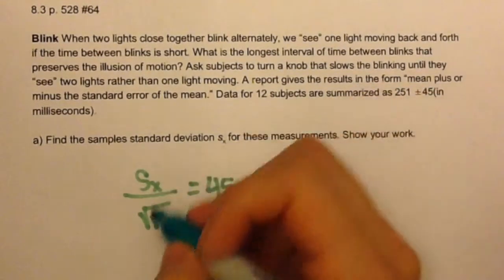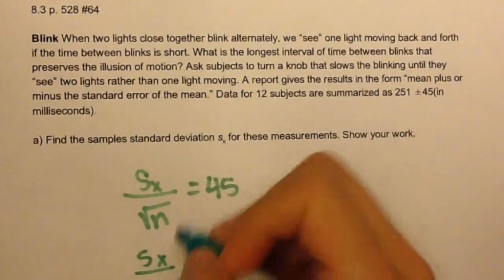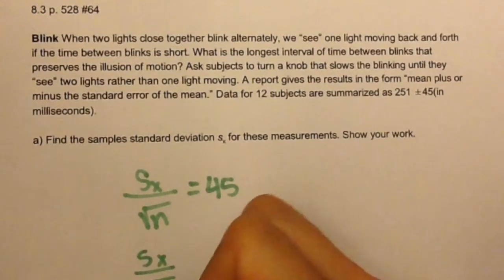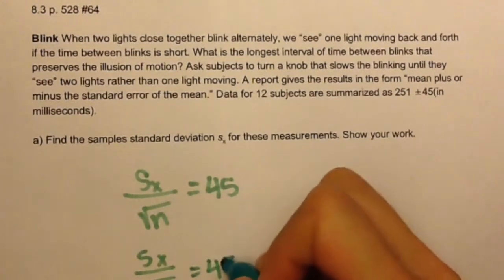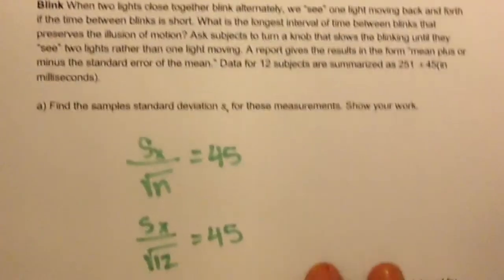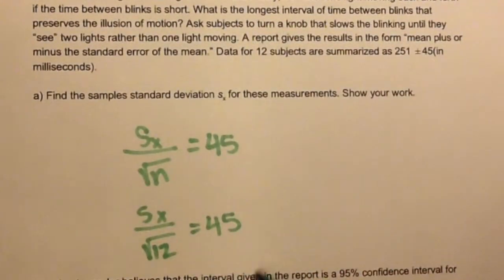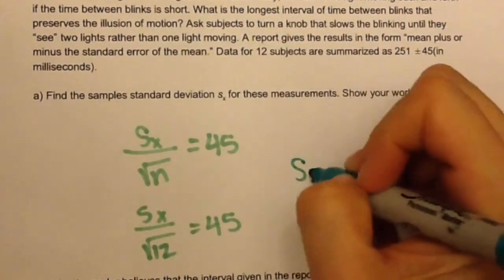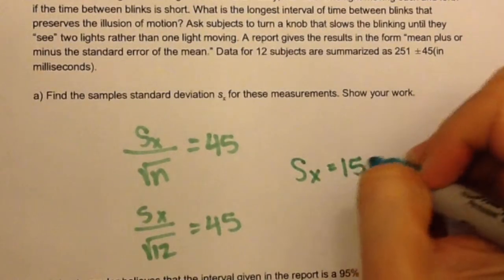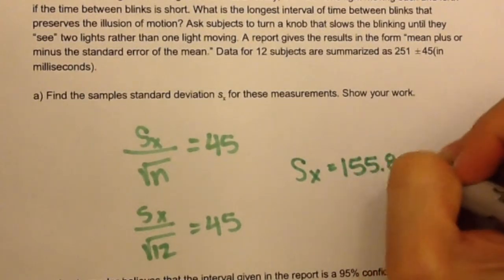Then we're going to plug in what we know. S of x over the square root of 12 is equal to 45. Then just doing your algebra, multiply both sides by the square root of 12, and you find that the standard deviation here should be 155.88.